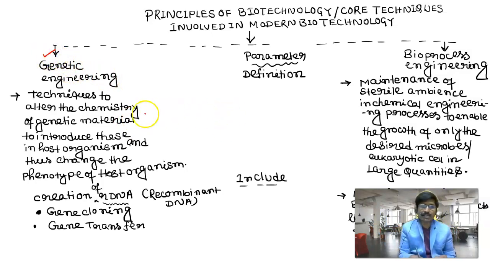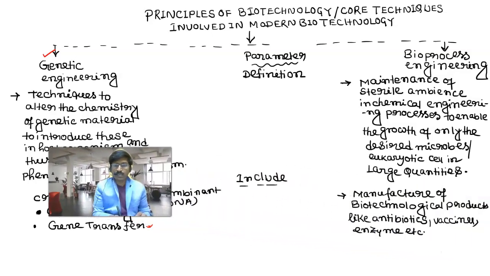Now we can see the definition of genetic engineering: techniques to alter the chemistry of genetic material, to introduce these genes into a host organism and thus change the phenotype of the host organism, like in the creation of rDNA or recombinant DNA, gene cloning, and gene transfer. These are parts of genetic engineering.